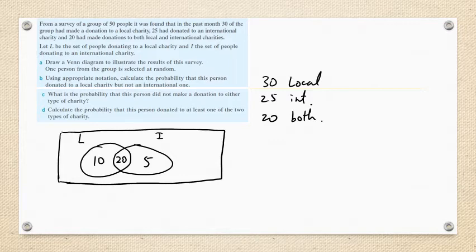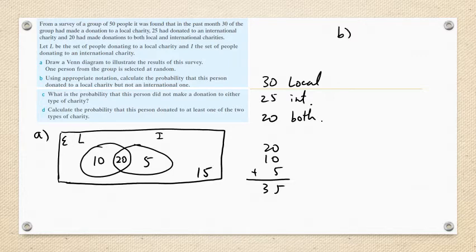Now, if you have a look at the total numbers in this Venn diagram, in the circles, you have 20, 10, and 5. When you add those up, you get 35. Hang on, 50 people in total. That must mean we have 15 people left. And this will be our set, which you denote with an epsilon. Alright, so that's part A.